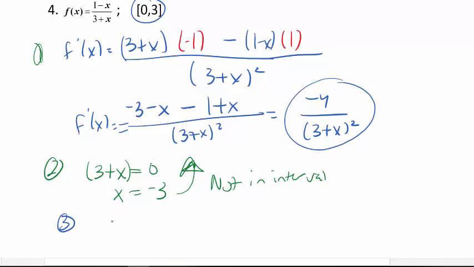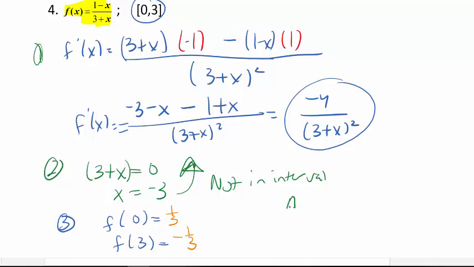Step 3 just says evaluate your original function for the endpoints. So we will be always guaranteed a min or max because we will be including the endpoints. That's why that portion is so important. When you plug in 0 into this original function, you're going to get 1/3. When you plug in 3 into the original function, you will get a -2/6, which simplifies down to a -1/3.